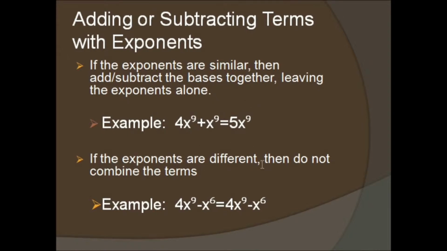If the exponents are different, then do not combine the terms. For example, 4x to the 9th minus x to the 6th. Our exponents are not the same, so we're going to leave them separate, and it would equal 4x to the 9th minus x to the 6th.